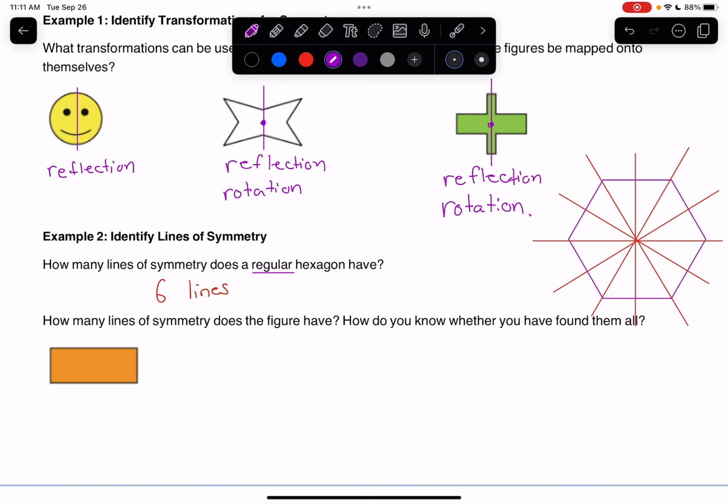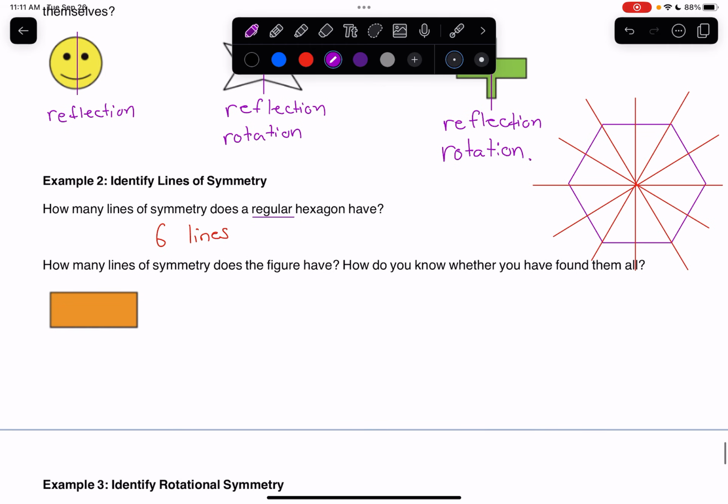Then we come down here to this rectangle and we say, how many lines of symmetry does this one have? This rectangle only has 2 lines of symmetry. One that goes right here and one that goes through the side like this. A lot of people want to say that there's a 3rd line of symmetry from corner to corner because we are able to draw a line from corner to corner. It's not a very good line. Like this. However, that doesn't mean it's a line of symmetry.